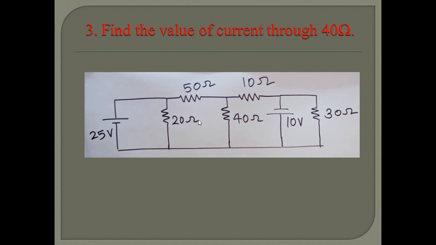Let's see next example. In this example, we have to find current through 40 ohm. This is the circuit diagram. This is the branch through which we have to find out the current of 40 ohm. There are two sources, both are voltage source. So S1 will be 25 volt and S2 will be 10 volt.